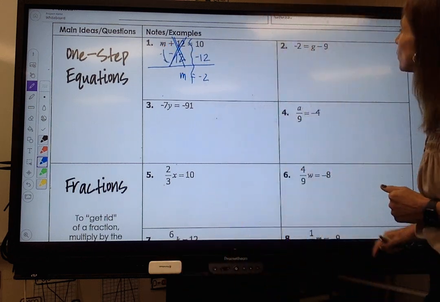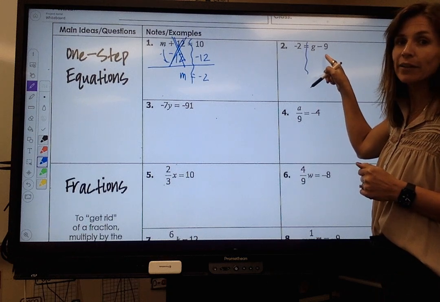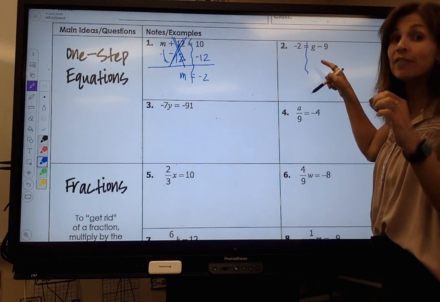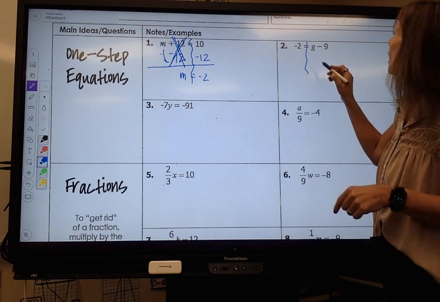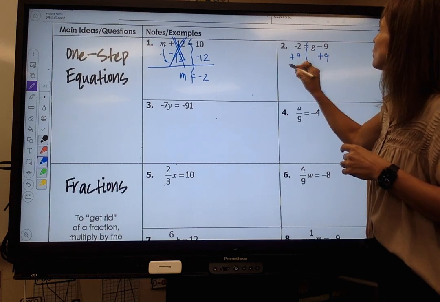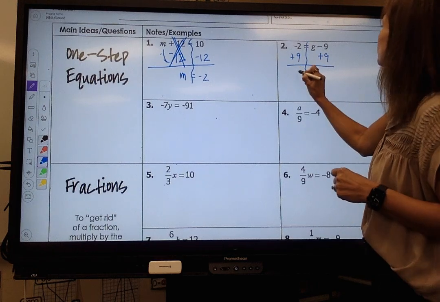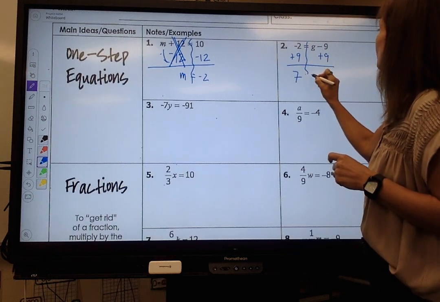All right, number 2. So my goal here is to get g by itself, so I have to clear out this negative 9. What's additive inverse? Additive inverse is the opposite, so I'm going to add 9. Whatever you do to one side, you do to the other side. And so negative 2 plus 9 is 7 equals g.